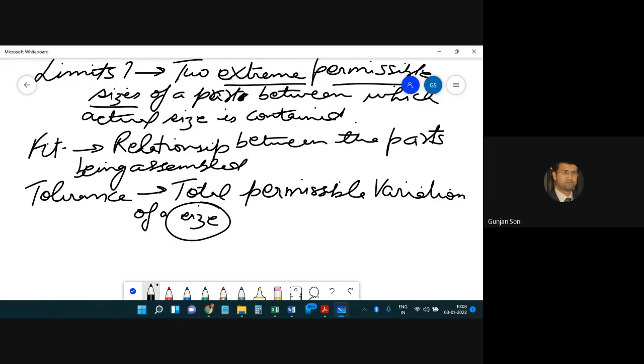And then there is a term called clearance. So limits are generally an indication of a range in which your part can vary. Fit is a relationship which tells the parts being assembled what the relationship between them is. Is there going to be a movement, or not going to be a movement, or sometimes there will be movement and sometimes not. So that is fit, and the tolerance is the total permissible variation of a size. And then there is a term called clearance. Often while you are using these terms, you should be clear why you are using them.